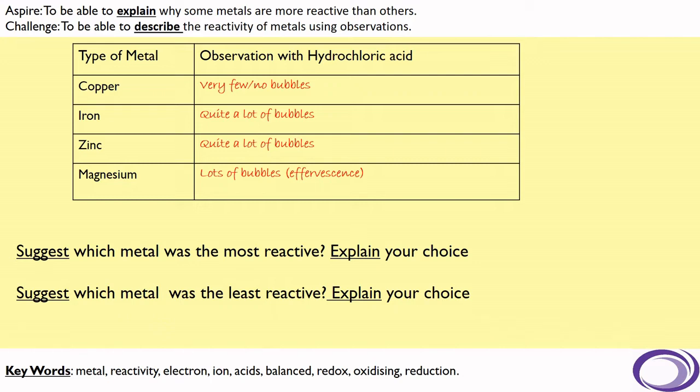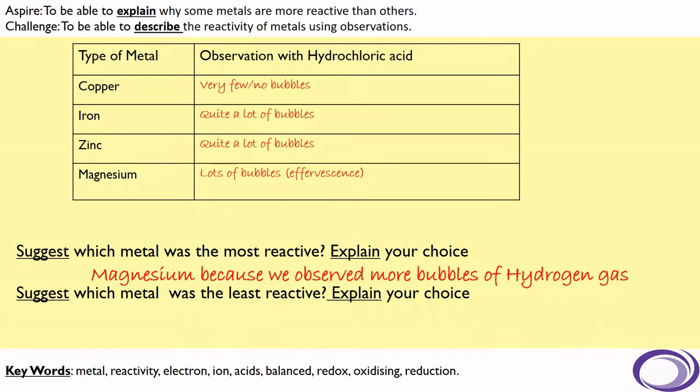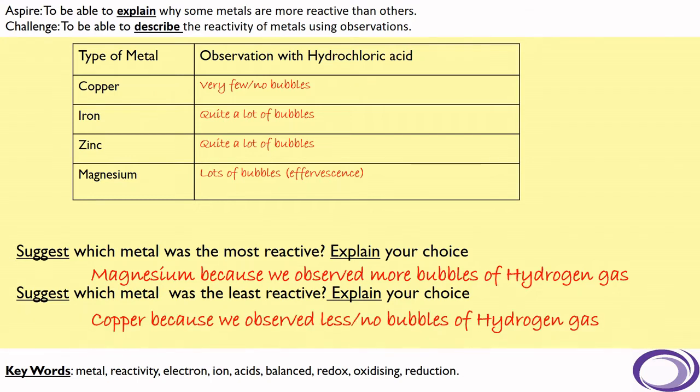Now, based on those observations, magnesium was the most reactive because we observed more bubbles of hydrogen gas. The least reactive metal was copper because we observed no bubbles of hydrogen gas.